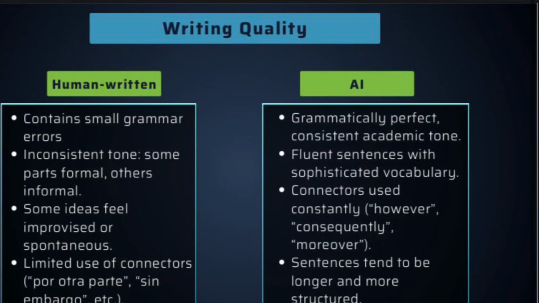The second big difference is in the writing quality. In human written projects, we're going to find, of course, as I mentioned before, some small grammar mistakes, some inconsistent tone, some parts are formal and some other parts are informal. Some ideas feel improvised or spontaneous, and we have a limited use of connectors. On the other hand, artificial intelligence is always grammatically perfect, consistent with the academic tone, with fluent sentences and a lot of connectors, like however, consequently, moreover, and the sentences tend to be longer and more structured.